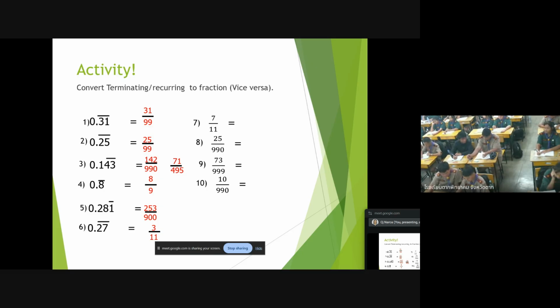All right. Next is 7 over 11. What is the answer? We have 0.63, 6363, where 63 is the recurring. 25 over 990, we have 0.025, 250 is the answer. And 73 over 999, we have 0.073. And the last one is 0.01, where 01 is the recurring. Okay?